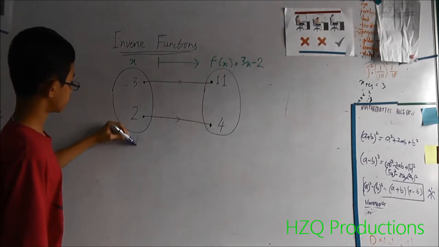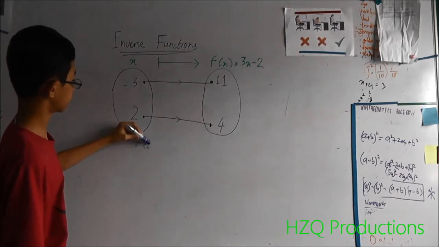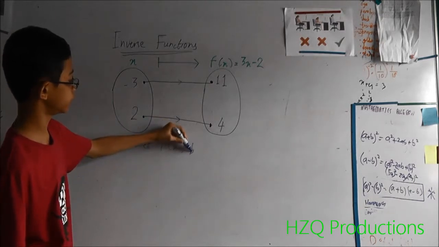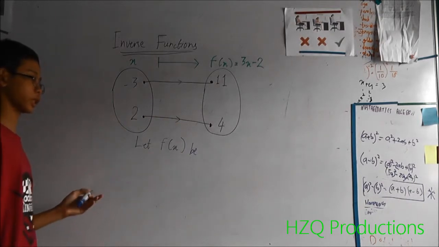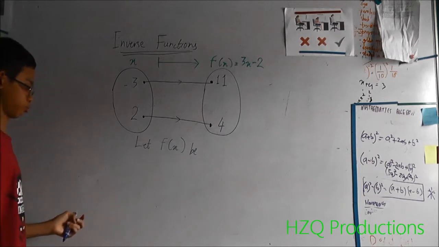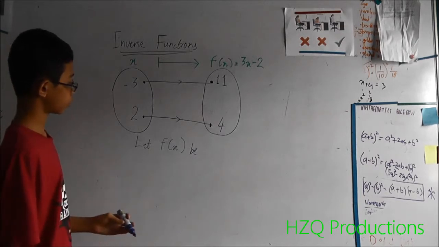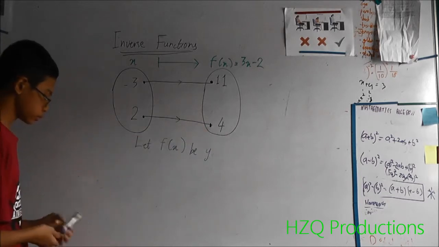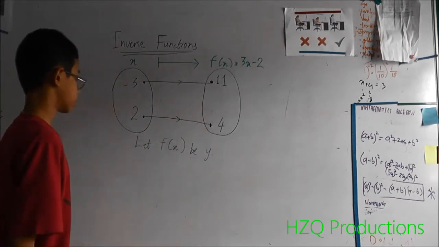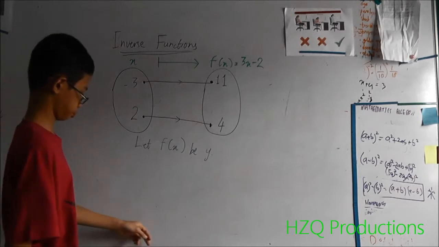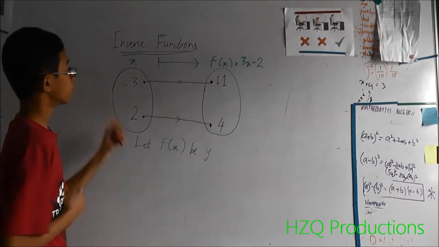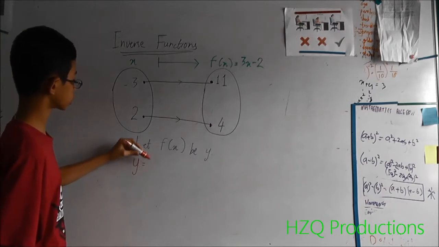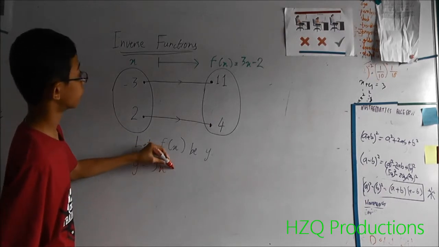So let f(x) be in another term. It can be w or r, but the common term is y. Okay, y. Now what happens next? Now let's become y equals 3x minus 2.